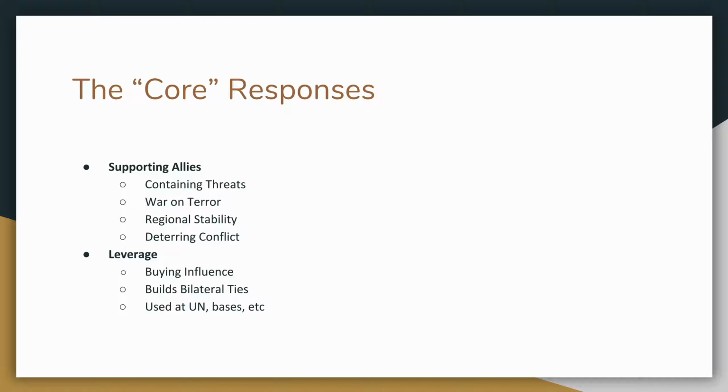This tends to cover responses meant to defend the United States and build up hard and soft power across important regions within the geopolitical sphere in order to protect U.S. interests. A few specific parts of this. One is containing threats. This started largely as a Cold War policy to prevent the spread of communism.